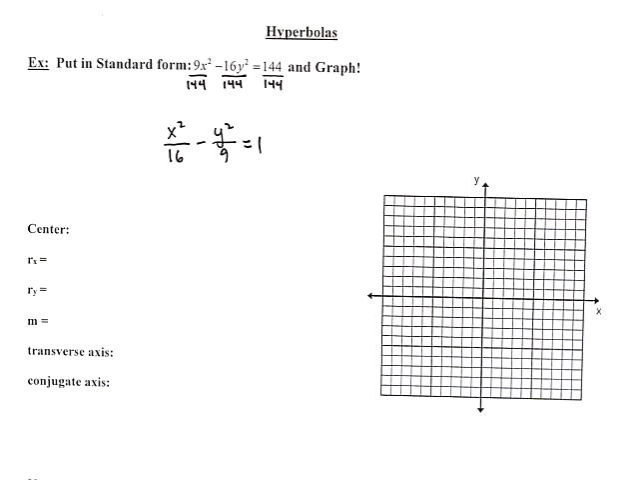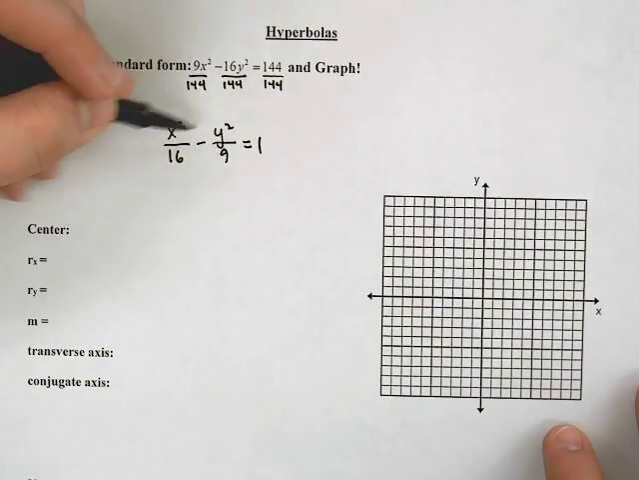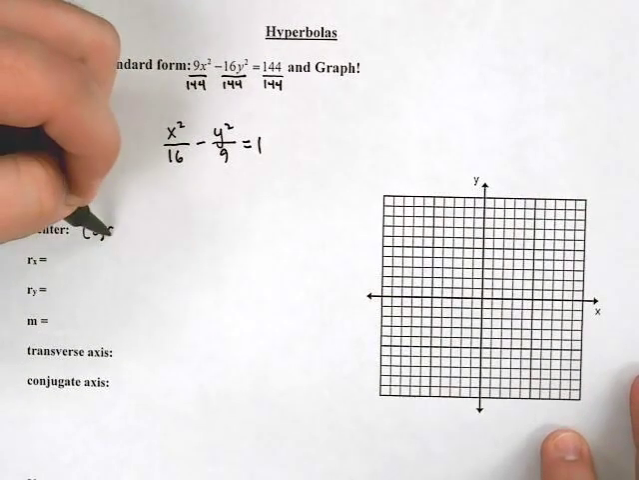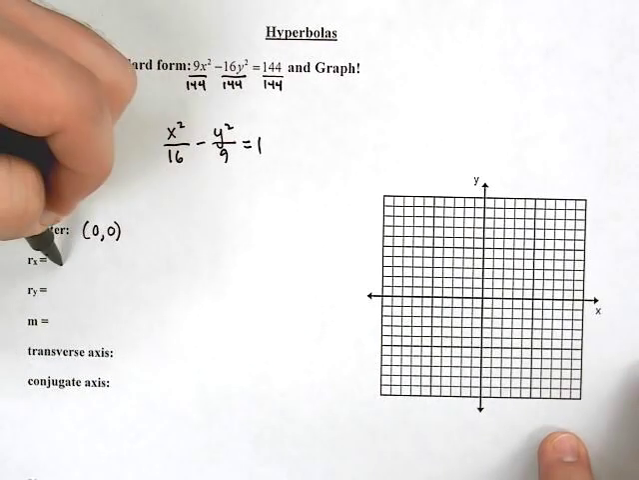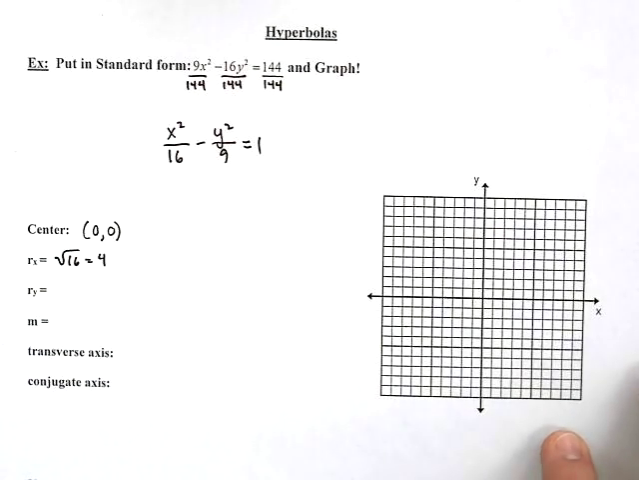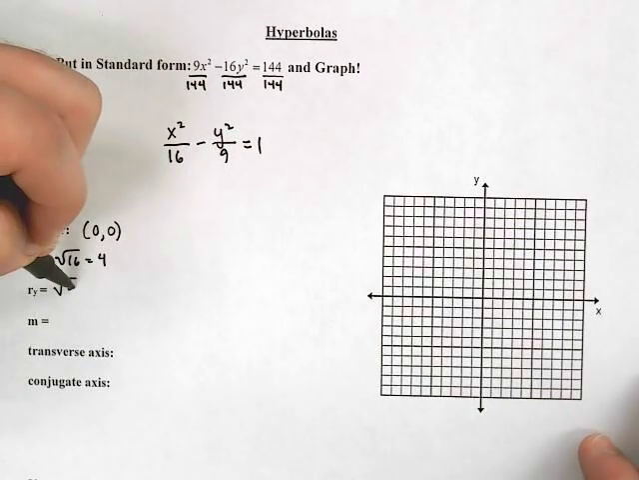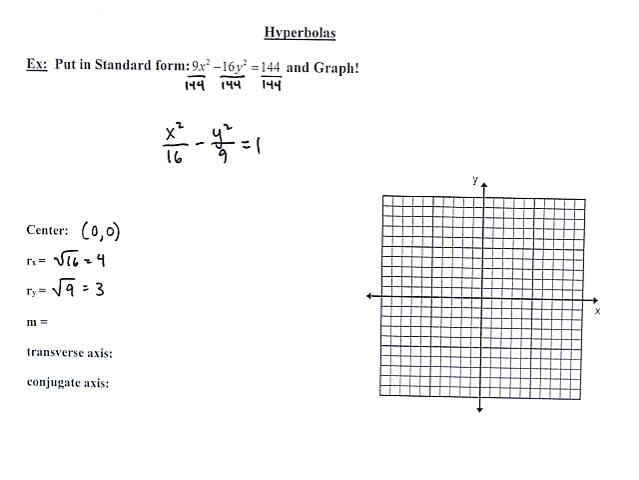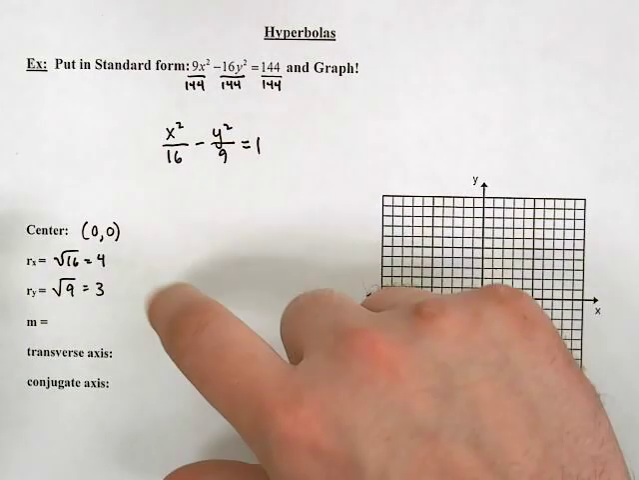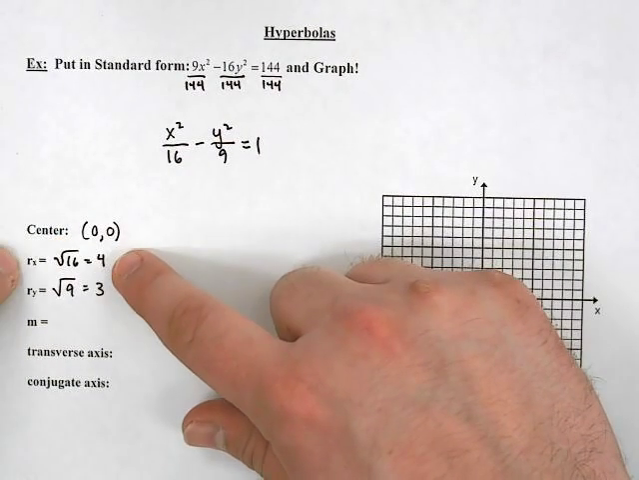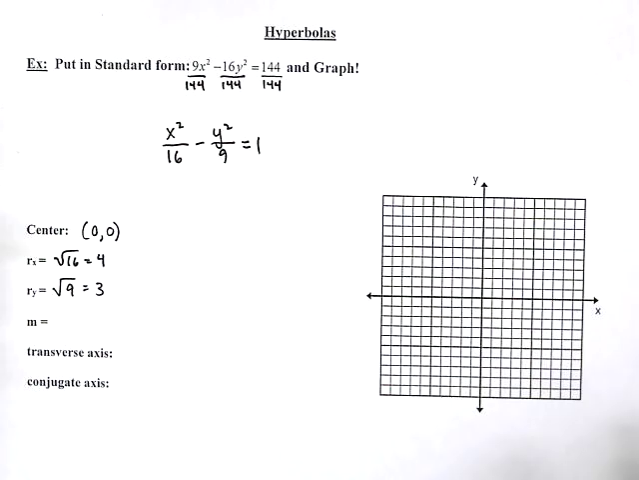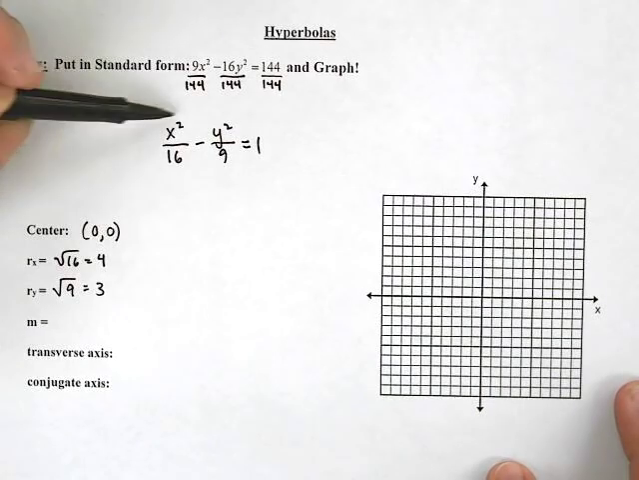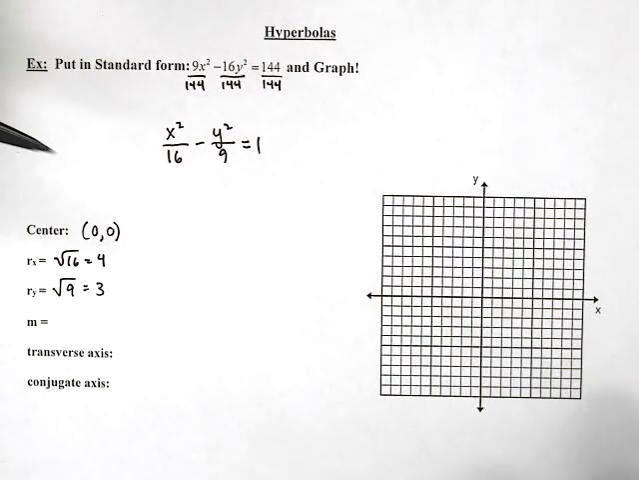Alright, this is cool. This is good. Now we know some things. Well, we know that there's no h and k values, so our center is 0, 0. We know that r sub x is the square root of 16, or 4. R sub y is square root of 9, or 3. Very important here. It is not because r sub x is bigger that x is the transverse. X is going to be the transverse axis because it comes first. It's the positive piece in our form. Does that make sense? I really hope so.